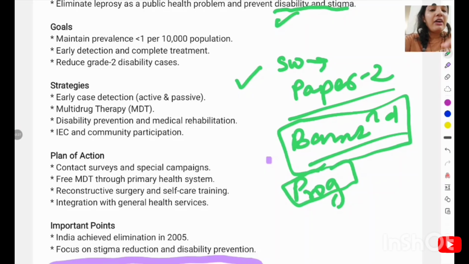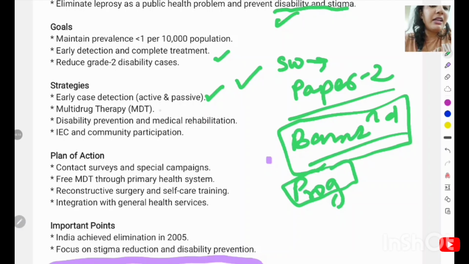Then what is the goal? Our goal is to maintain a prevalence of 1 per 10,000 population, early detection and treatment, and reduce grade 2 disability cases. Then what is the strategy we are going to follow in this program? First is active and passive early case detection. Active and passive means, first case is when a patient himself reports to the hospital. Second case, when an ASHA worker or health professionals go to homes and take a case survey. So both types of case detection, active as well as passive, are taken.